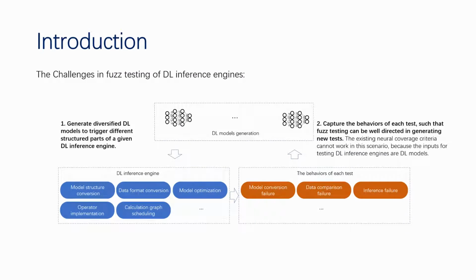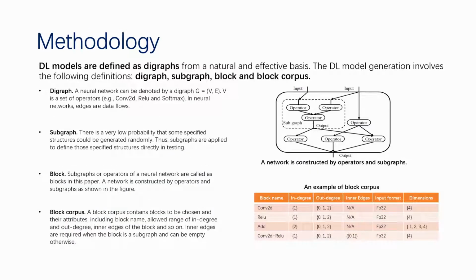In fuzz testing of deep learning inference engines, the first challenge is to generate diversified deep learning models to trigger different parts of a given deep learning inference engine. The second challenge is to capture the behaviors of each test, such that fuzz testing can be well directed in generating new tests. In our approach, deep learning models are defined as digraphs, a natural and effective basis.